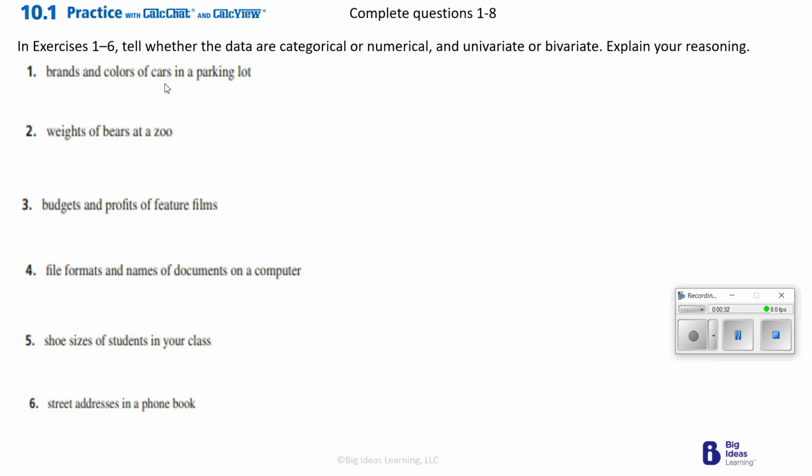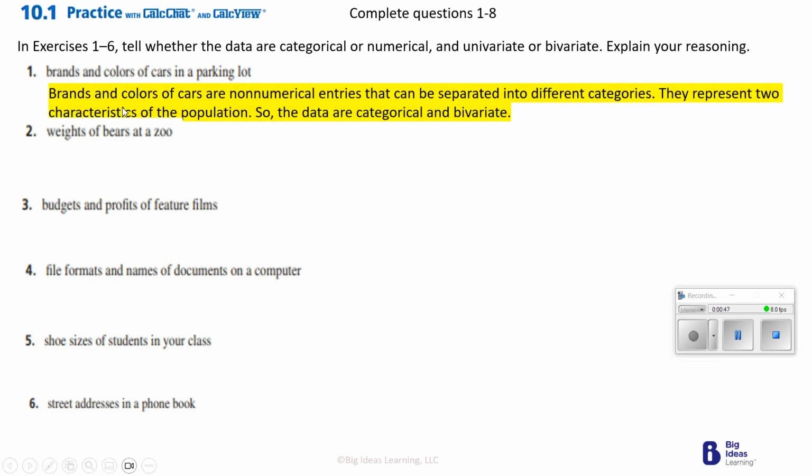Number 1 says brand and color of cars in a parking lot. The brand is definitely a category, not a numeral, right? And so is the color of the cars. That's definitely categorical. And since there are 2 things we're comparing, that's bivariate. So let's see. The brand and colors of cars are non-numerical entries that can be separated into 2 different categories. They represent 2 characteristics of a population. They are categorical and bivariate.